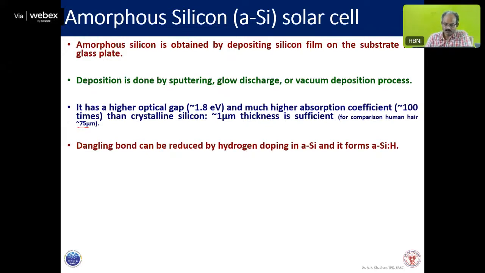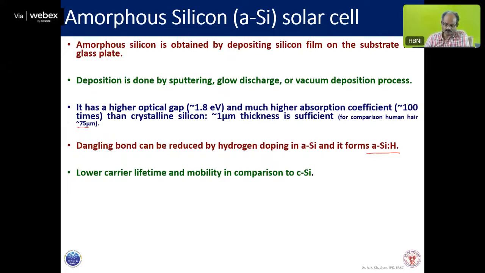Dangling bonds can be reduced by hydrogen doping in amorphous silicon. As we saw in earlier slides, there are some bonds which cause problems, so these bonds are saturated by hydrogen treatment, by hydrogenation. At those particular points, a hydrogen atom is attached. So then it becomes hydrogenated silicon.